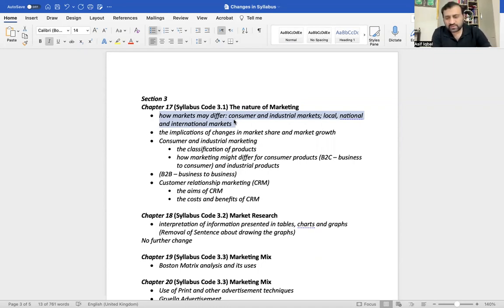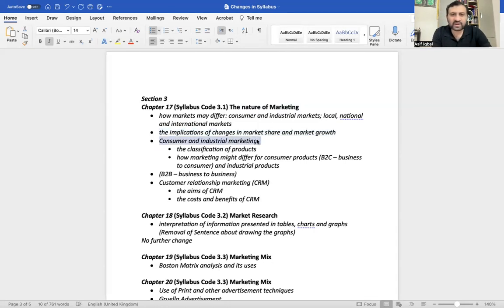Although there is some concept of the local, national, international market in section number 1, specifically we need to study it in section number 3. Two, the implication of changes in the market share and market growth. The market share and the market growth were already part of the syllabus. Now, how the changes in the market share, for example, in case of an increase or a decrease in the market share, are going to affect the market in total, and the business in total.